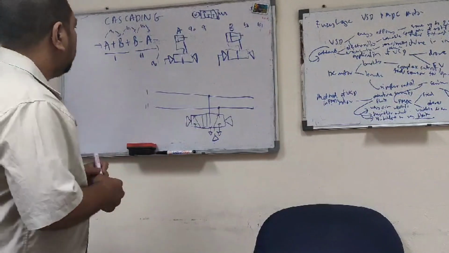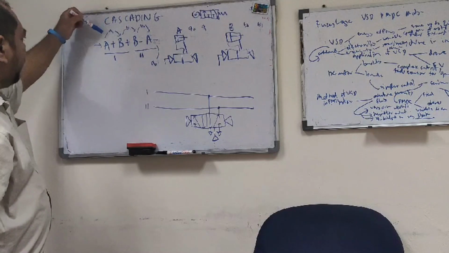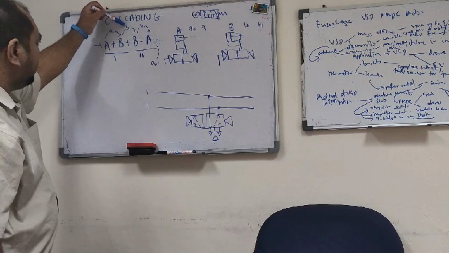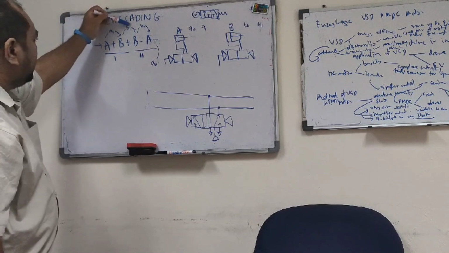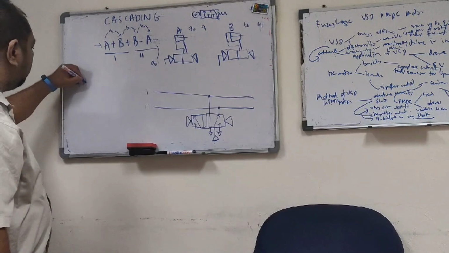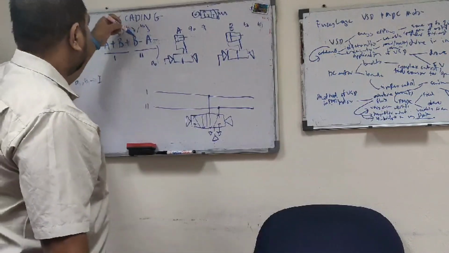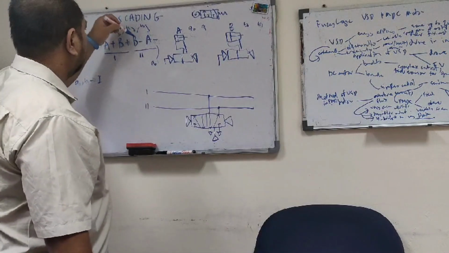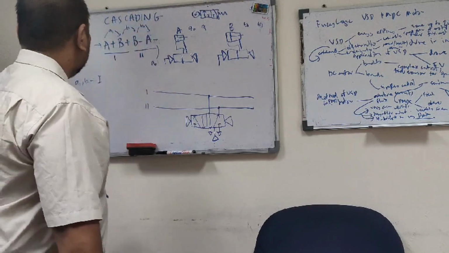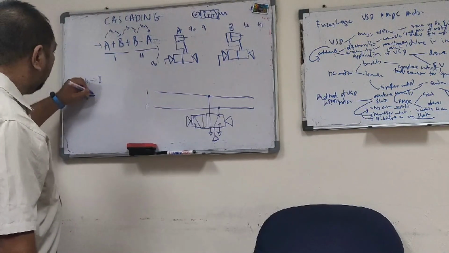Okay, and another thing is the limit switches. A plus results in hitting A1, B plus results in B1. So A1 and B1 are owned by group 1. And here B minus results in activation of B0 and A minus results in activation of A0. So that means B0 and A0 are owned by group 2.